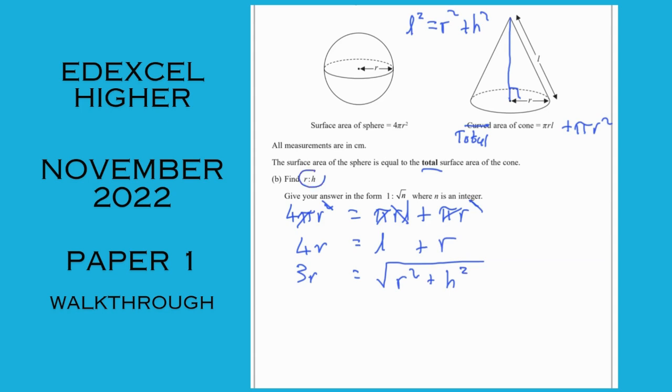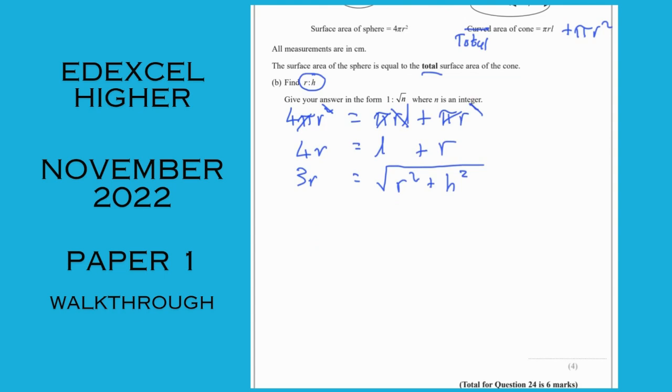So as you can see from there, there's no L. They wanted L gone. L has now gone. So from here, just some unpicking. Square both sides. 9r squared equals, and the root, the radical, the surd, whatever you call it, disappears. We subtract an r squared from both sides, and now we square root both sides. Square root of 8, 2 root 2 if you want to, but it does want it in the form of root n, so don't bother.